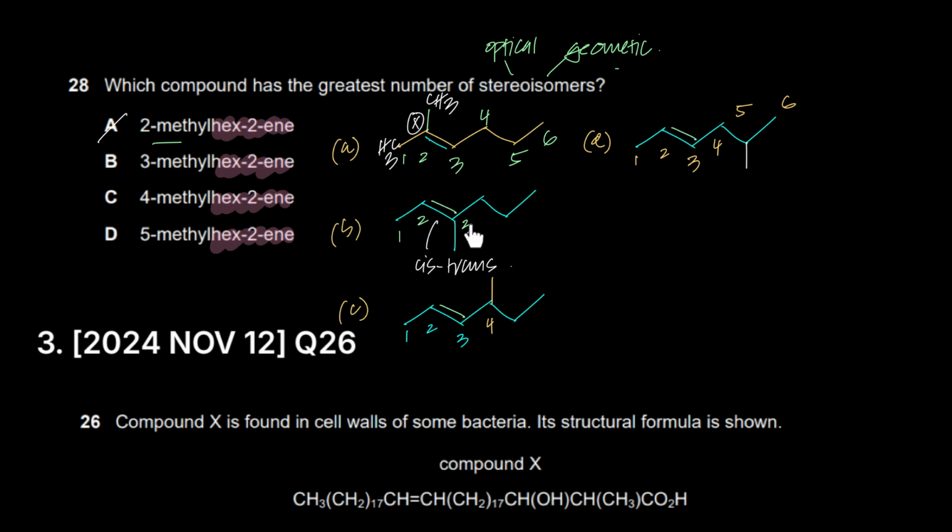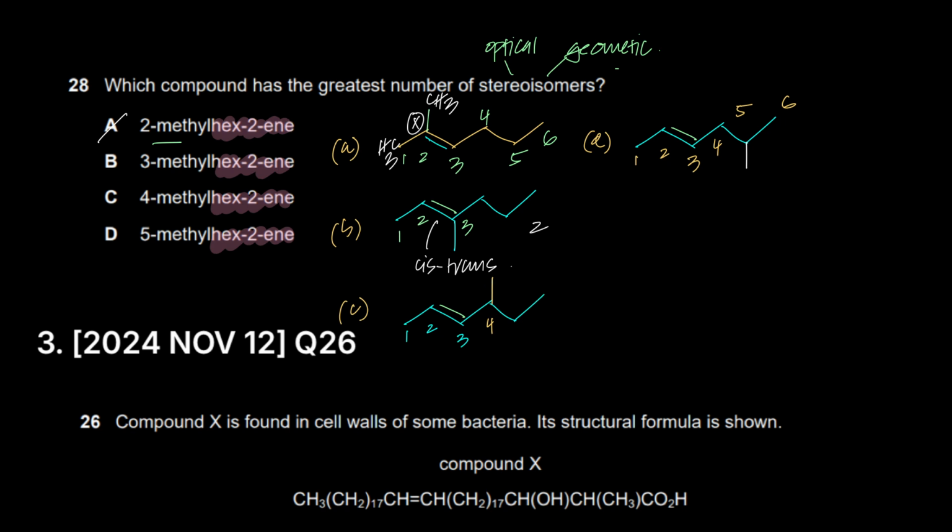So cis-trans isomerism can only happen, and you will have 2 isomers here, because one will be the cis version and the other one will be the trans version. So B has 2 isomers. Let's see if others have more than 2 or less than 2, because B can potentially be my answer if these 2 have 0 isomers, but probably that's not the case.